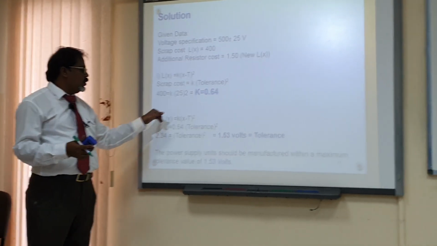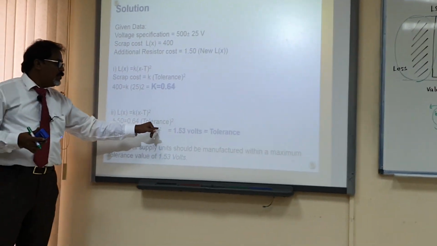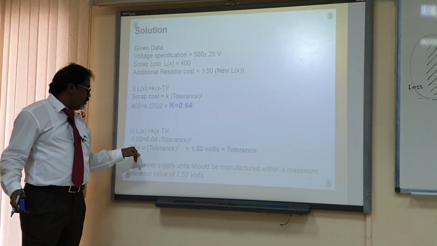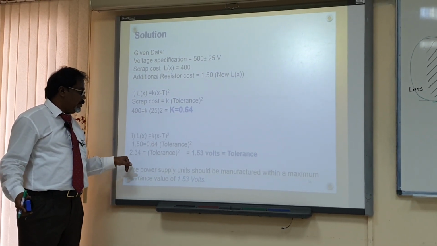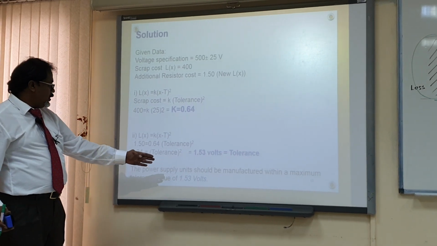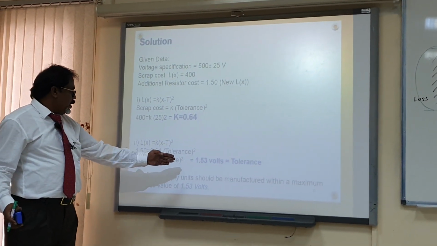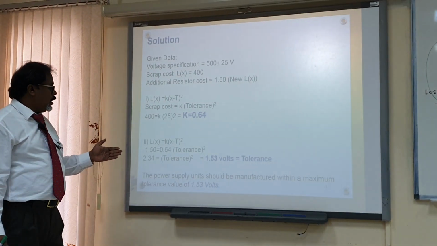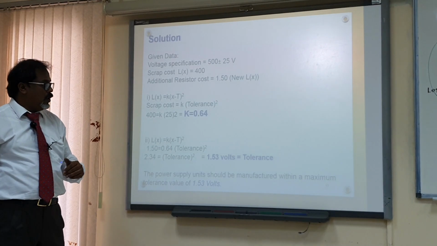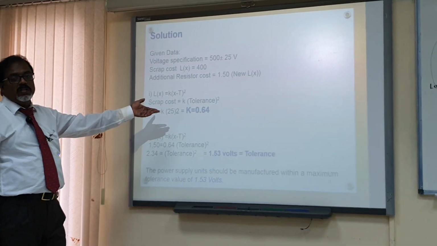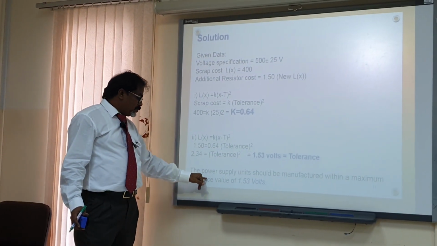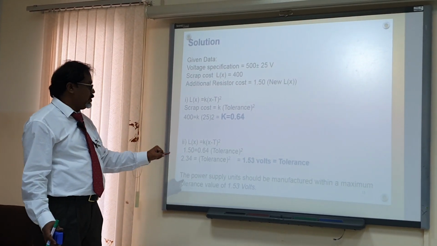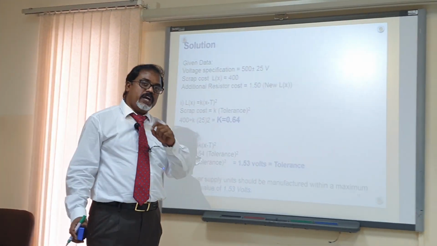So when you are going to give this, how much is the tolerance? The tolerance square we are going to calculate, and 2.34 is coming here. Then approximately 1.53 volts tolerance is coming. So when you are going to include this one resistor, the power supply unit should be manufactured within a maximum tolerance value of 1.53 volt.